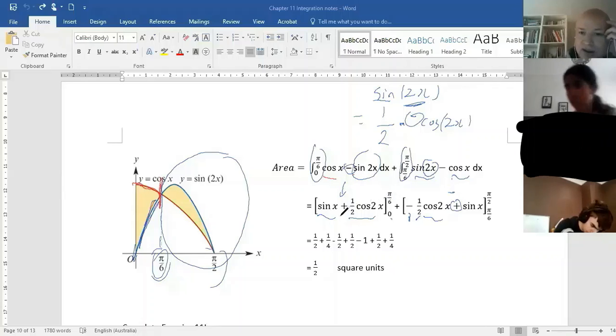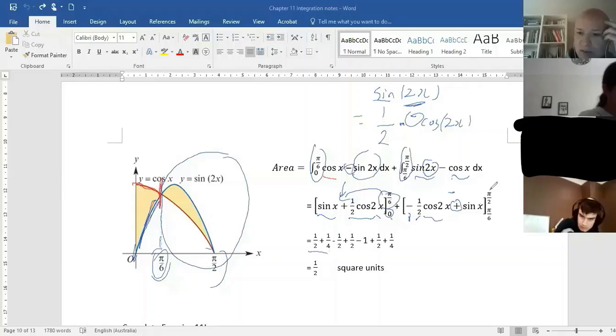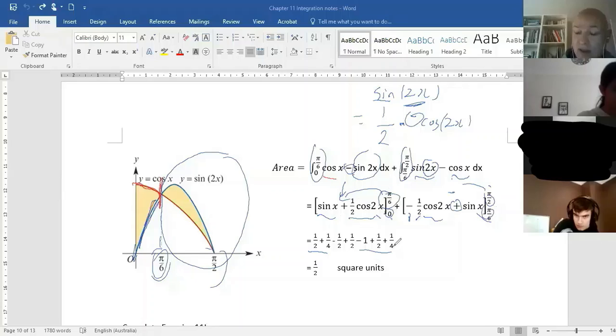Put in the pi on 6 in here, put in the 0 in, so that's how we get these parts. Then put in the pi on 2 and put in the pi on 6, and you have to work it out. You actually have to know your exact sine, cos, tan for the radians, 30, 60, 90 degrees, 45 degrees. Either that or you've got to remember the triangles and write them down.